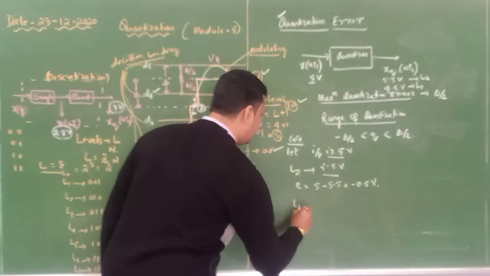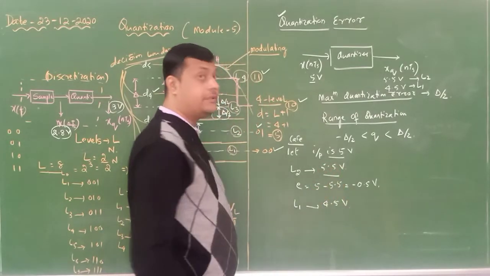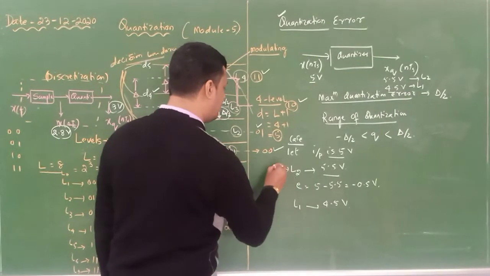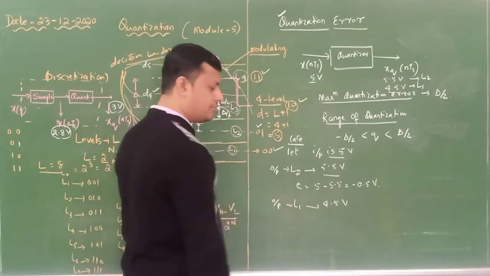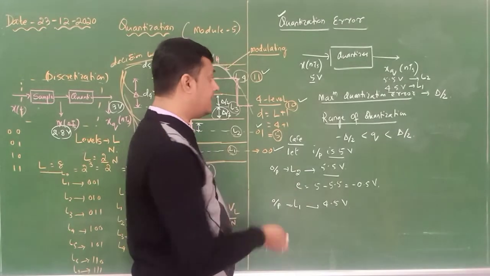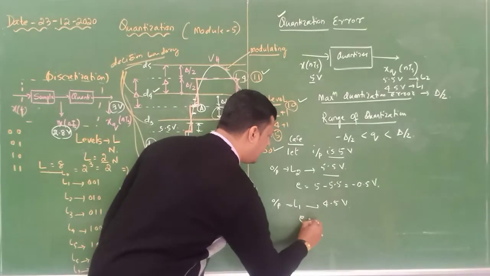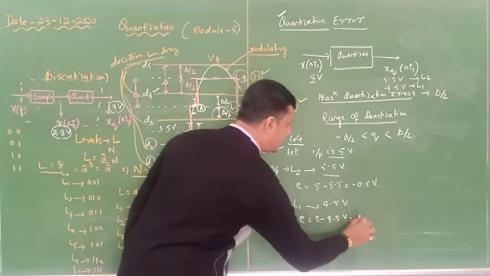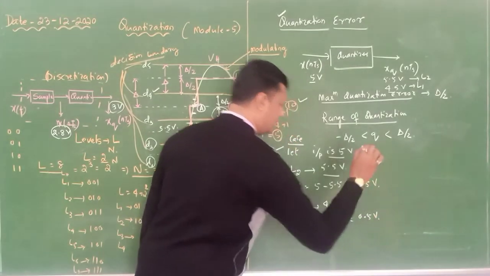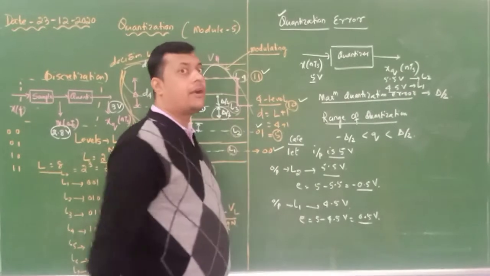So if L1 is 4.5 volt, these all are output. If it is 4.5, that means it will fall in level 1. And what is your error? Error is 5 minus 4.5, that is equal to 0.5 volt. Here it is minus 0.5 volt, here it is 0.5 volt.